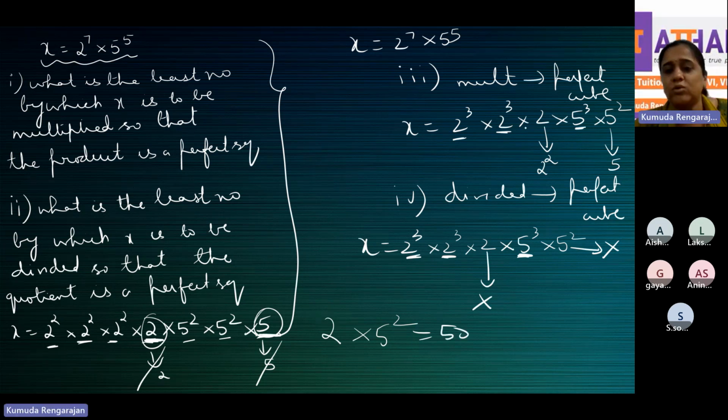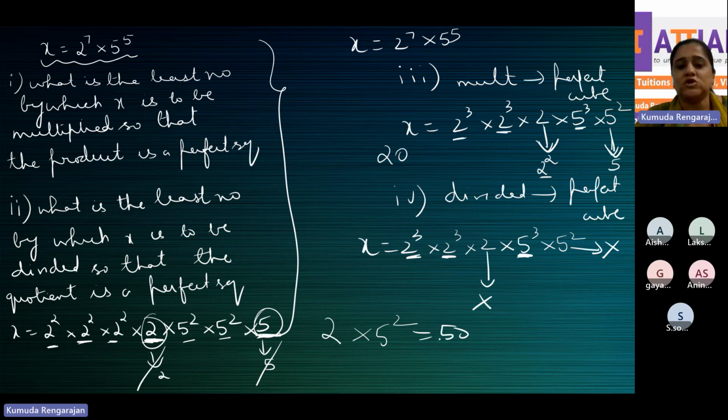But here, what will you do to multiply? There's only 1 2. You'll give 2 more 2s. And there are 2 5s. So you'll give 1 more 5. Correct? So here you will give 2 square, 4, 4, 5 are 20. So here the answer is 20.